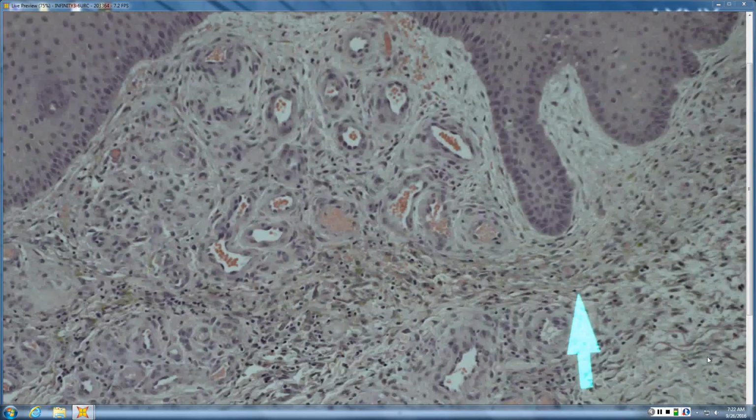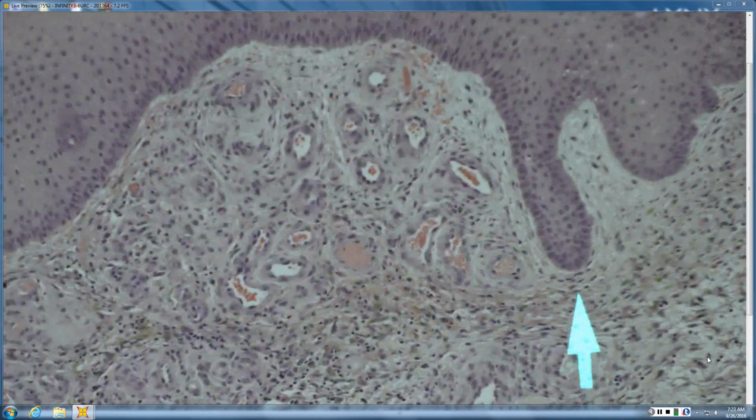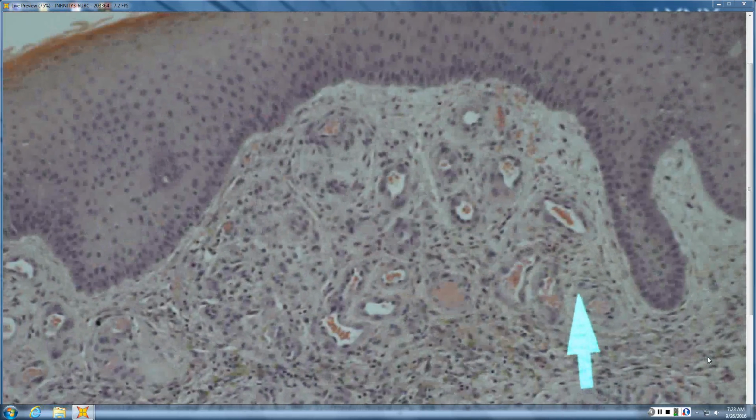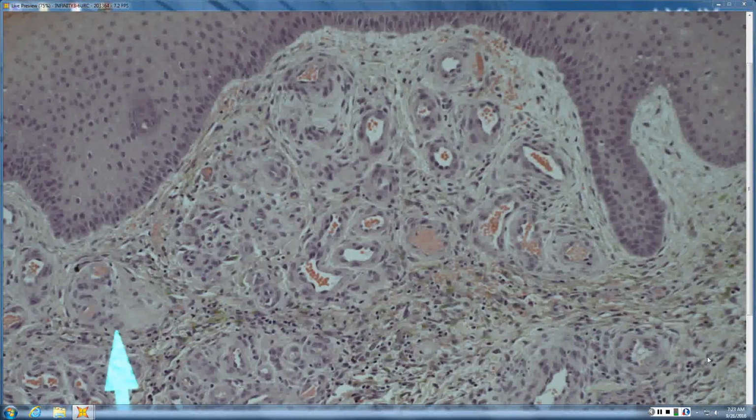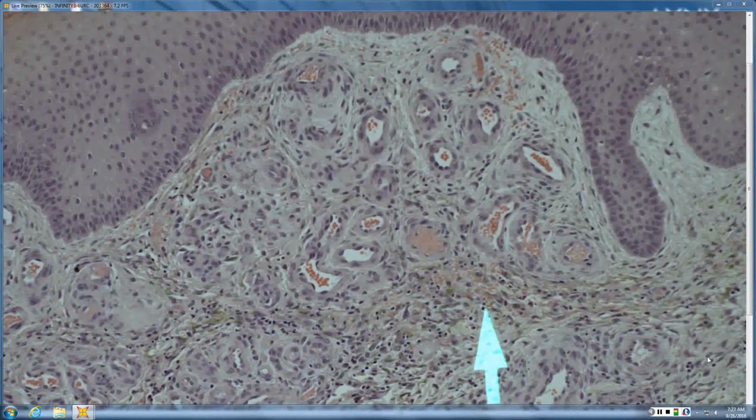But this is not a capillary malformation. This is not some sort of hemangioma. This is just nodular angioplasia in response to the stasis dermatitis. And again, all this is hemosiderin.